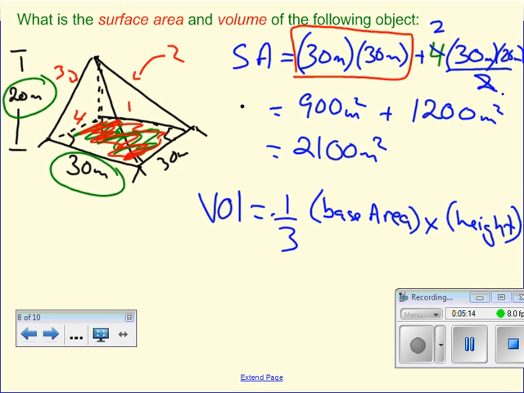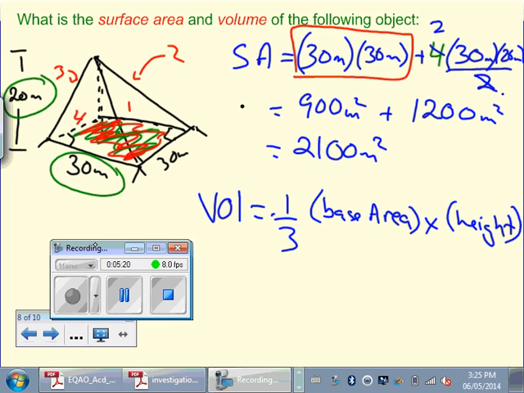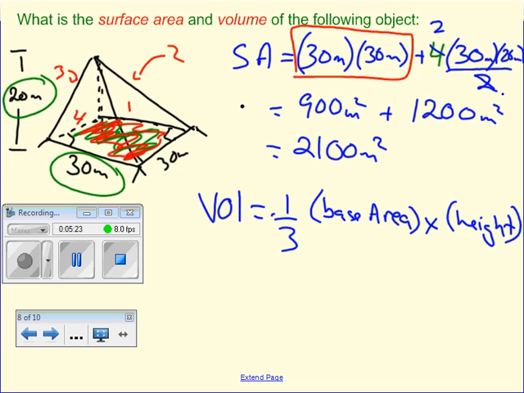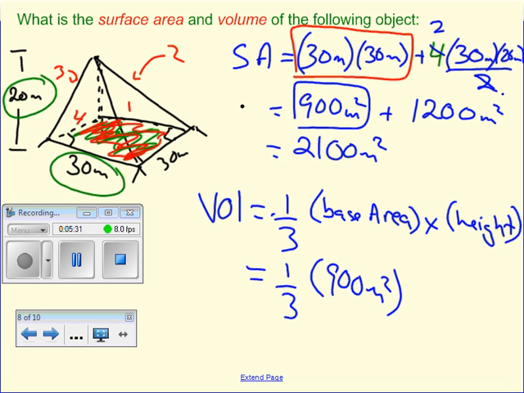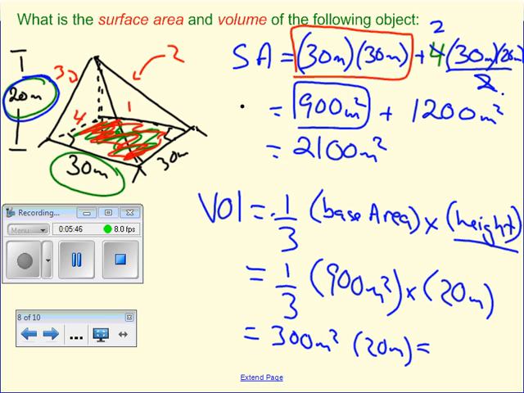So my volume, 1/3 base area times the height, will be equal to 1/3 my base area, which I already figured out to be 900 meters squared, times my height. Oh, well, that's 20. So 1/3 of 900 is 300 meters squared times 20 meters gives me 6,000 meters cubed. So my total volume inside my pyramid is 6,000 meters cubed.